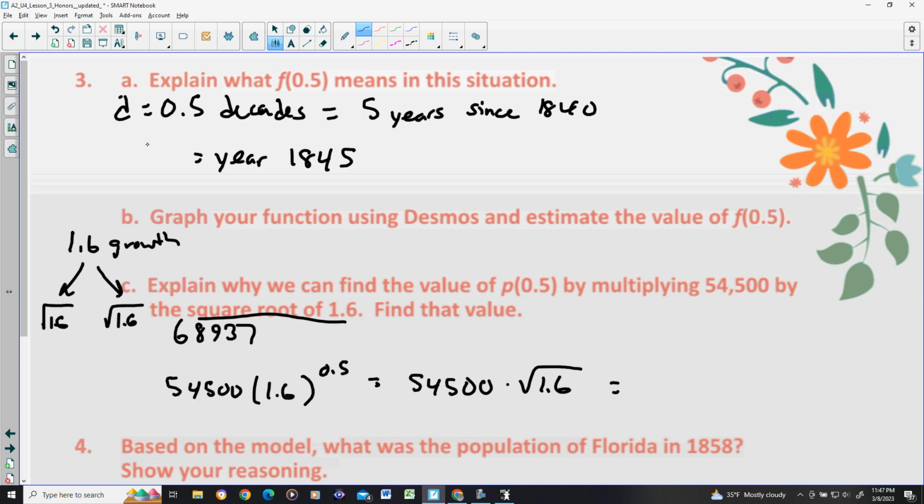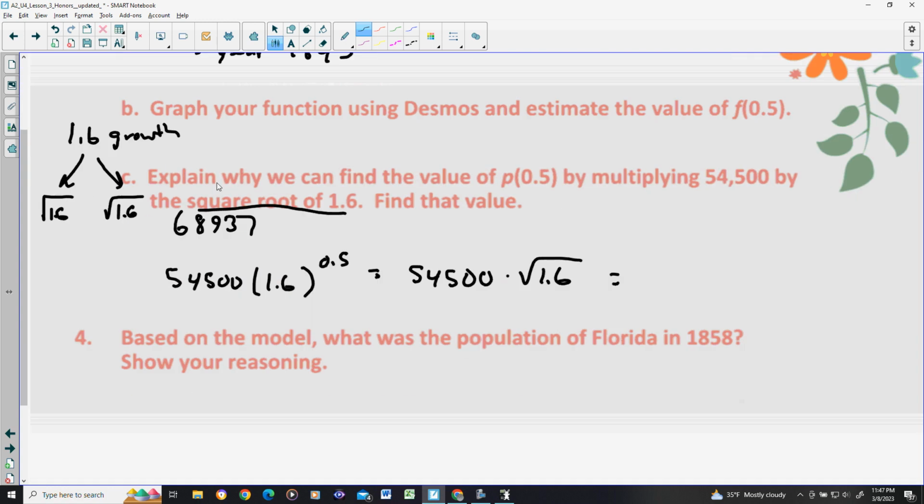Okay, so now that we understand that, can we generalize this to other years? Like, can we find the population in 1858? Well, sure. If we think about it, how many years is that? 1840 to 1858 is equal to 18 years. But what is that in decades? My function was written in terms of decades, so 1.8 decades.